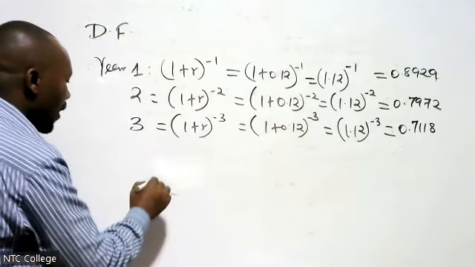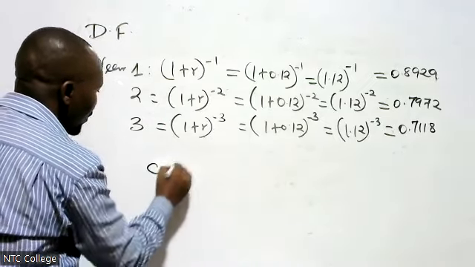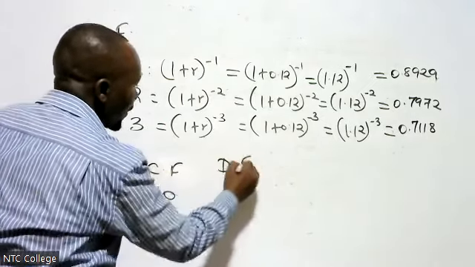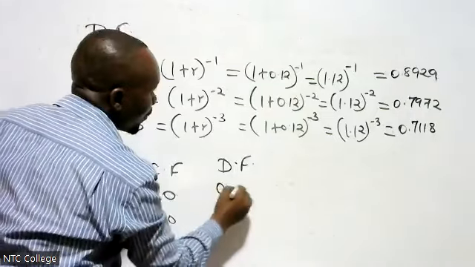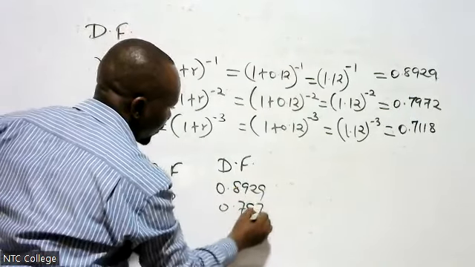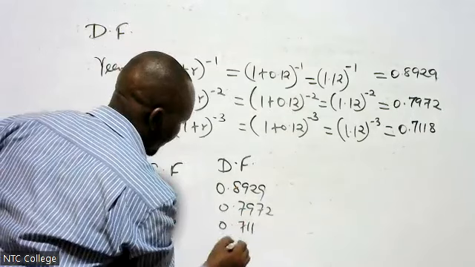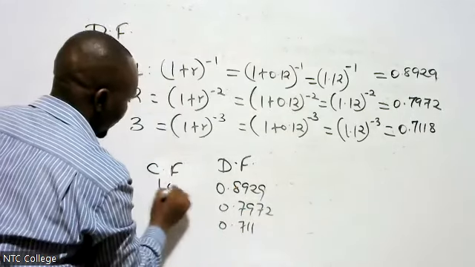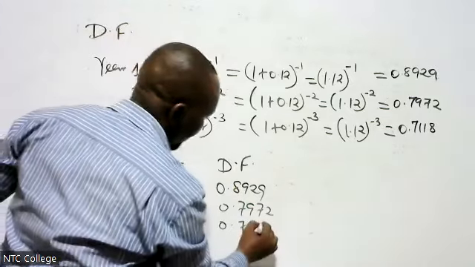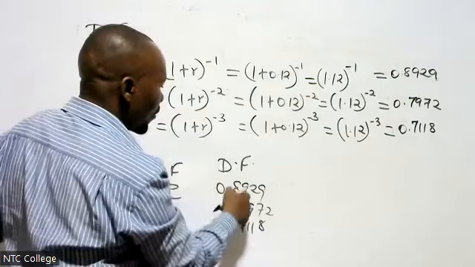So when we are calculating our NPV, we can have cash flows which can be 10, 20. Then we have the discounting factor here. You now put per year 0.8929, 0.7972, 0.7118. Say even this one is 15. Then you multiply the cash flow and the discounting factor.